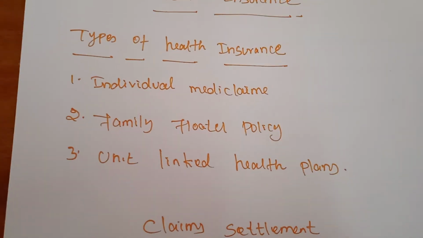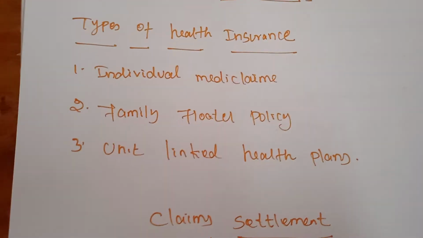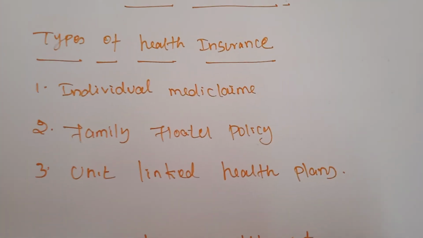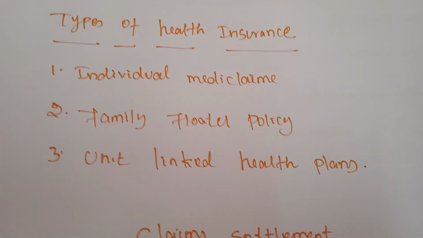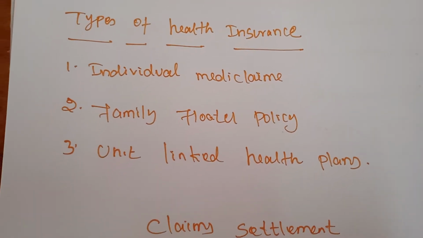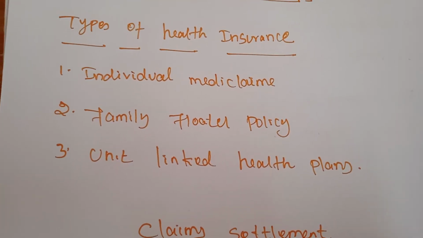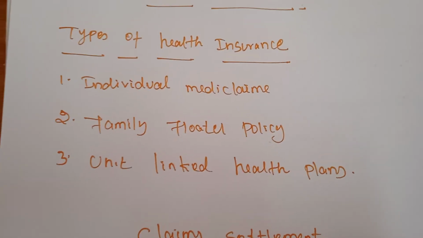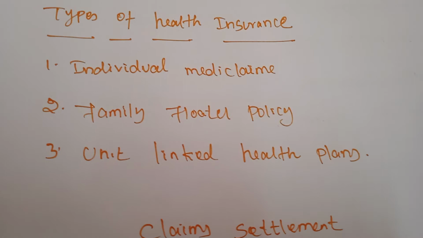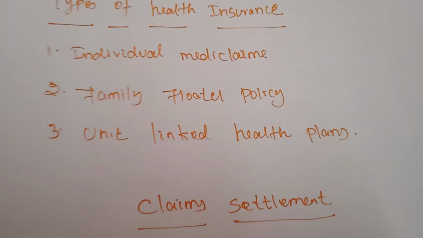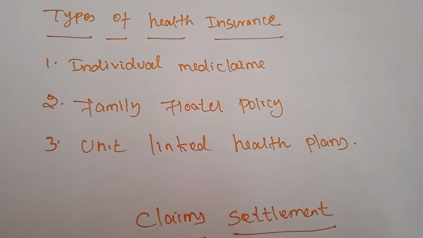Here are the types of health insurance policies. There are three types of health insurance policies. First one is the individual mediclaim. The individual mediclaim covers the hospitalization expenses for an individual up to some assured limit. So on the basis of the premium paid, we can take the insurance policy as individual persons.